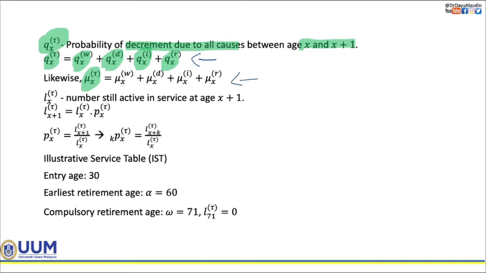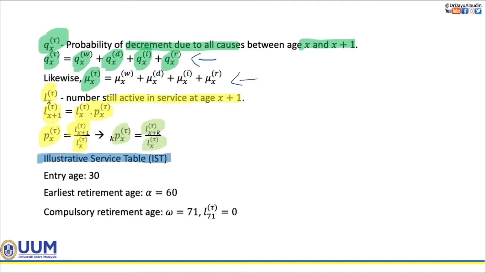So Lx tau is the number of participants still active in service at age x. So Lx plus 1 tau is Lx tau times Px tau. So Px tau is from x to x plus 1, which is Lx plus 1 tau over Lx tau. So for kPx tau, from x to x plus k, in terms of the life table, we use Lx plus k tau over Lx tau.